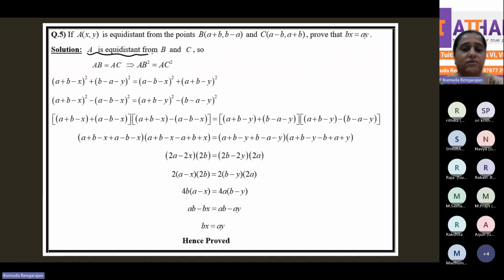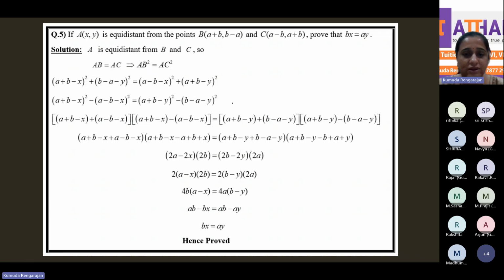So A is equidistant from B and C. So AB is equal to AC or AB square is equal to AC square. So when you write AB square, AC square, see that the square root is not there, because AB square you're writing. So the square root is not there.